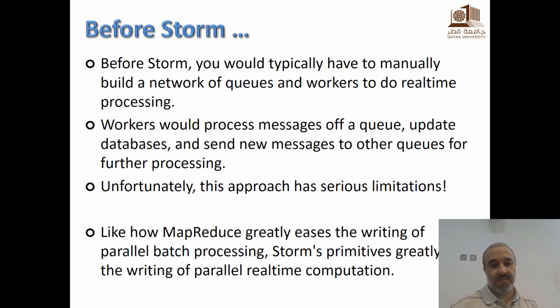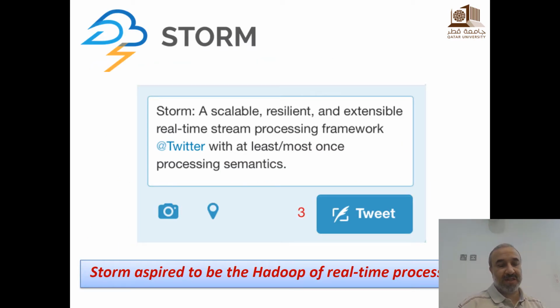But Storm, the idea or the goal of Storm was to provide something like Hadoop, but for stream processing. Okay? So you will see that as much as MapReduce is really easy as a programming model to write code, Storm also is really easy to write for stream processing at the time. So as I said, they aspired to be the Hadoop of real-time processing.